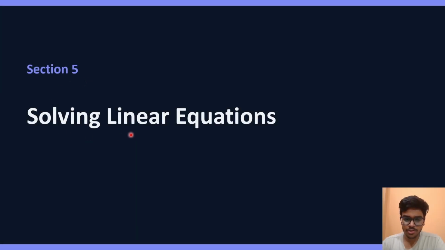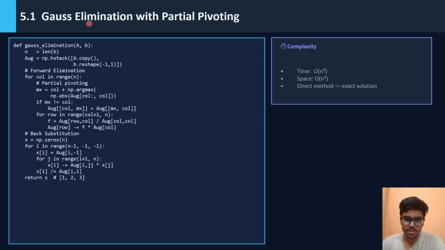Section 5 is about solving systems of linear equations. In this section, both direct and iterative numerical methods are implemented in Python to find the values of unknown variables. First is Gauss elimination with partial pivoting. Gauss elimination is a direct method used to solve linear equations.